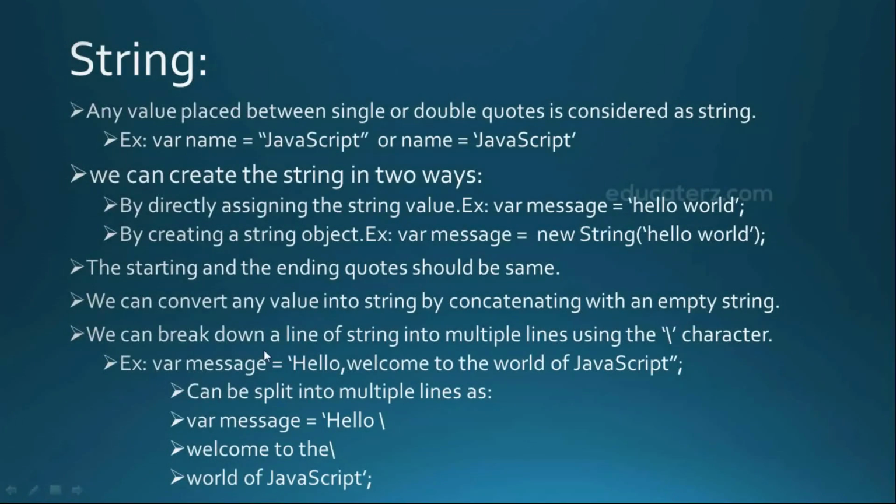In JavaScript, you can break a line of string into multiple lines using the backward slash character. Let's say in this example, I declared a message variable with the value hello, welcome to the world of JavaScript. We can split it into multiple lines as message equals hello followed by a backward slash, then the next part of the message followed by a backward slash, then the remaining message. So instead of writing a string within a single line, you can break it into multiple lines.